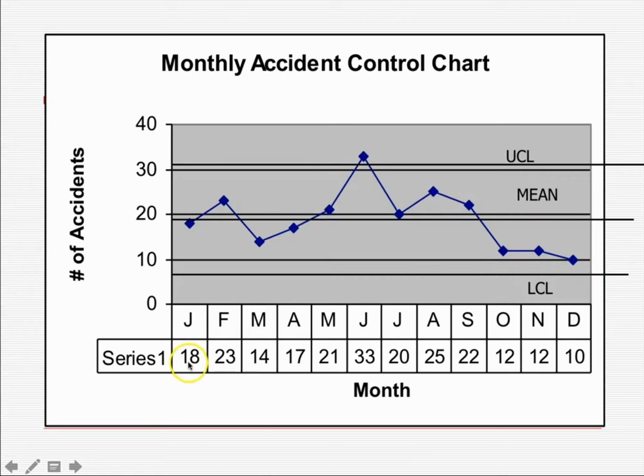The data here, 18 in the month of January, corresponds to the first dot, and so on and so forth. You'll notice the line that goes through the middle here is the mean. That represents the mean, or x bar. The bar over the x is the mean. If we were to calculate the mean of all the incidents that occurred January through December, they come up around 19 point something, or very close to 20.